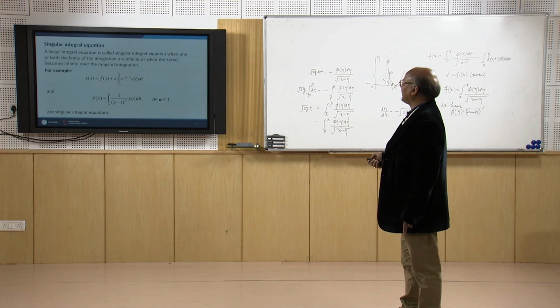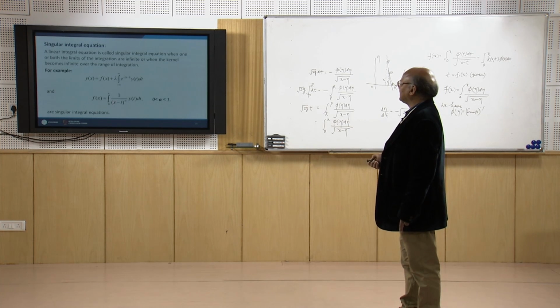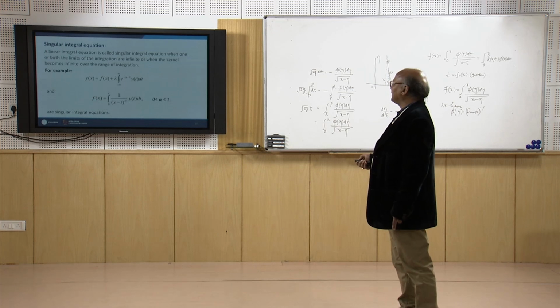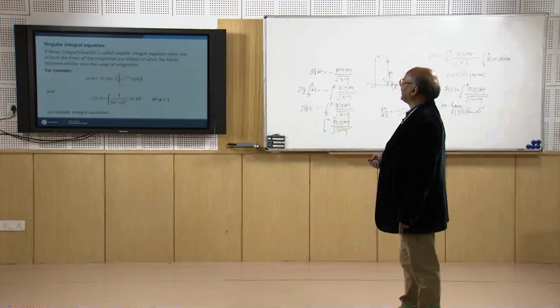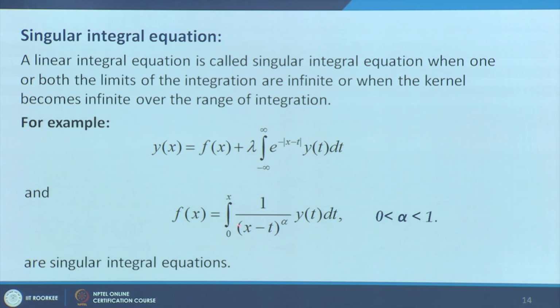So, it is a singular integral equation. The other example we can consider is where the limits of integration are finite, 0 and x, but the integrand 1 over (x minus t) to the power alpha becomes infinite over the range of integration. The kernel 1 over (x minus t) to the power alpha becomes infinite when t becomes equal to x. So, f(x) equal to integral 0 to x 1 over (x minus t) to the power alpha y(t) dt, where alpha is between 0 and 1, are both singular integral equations.